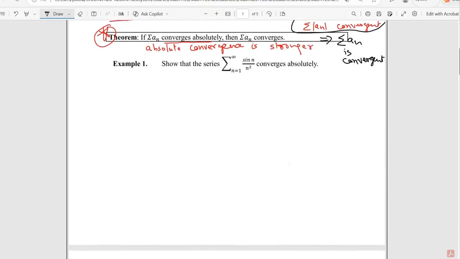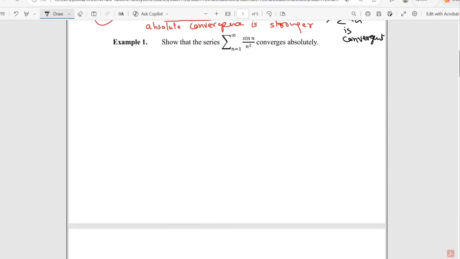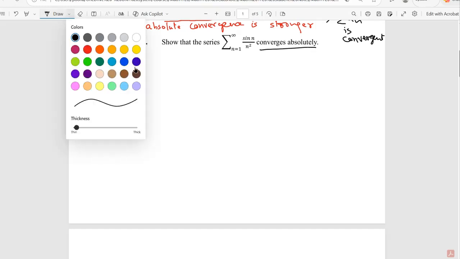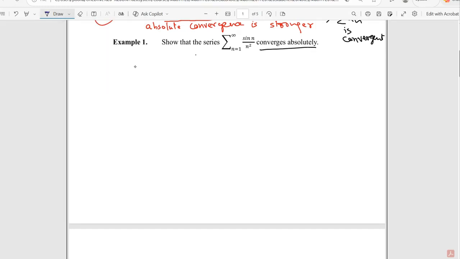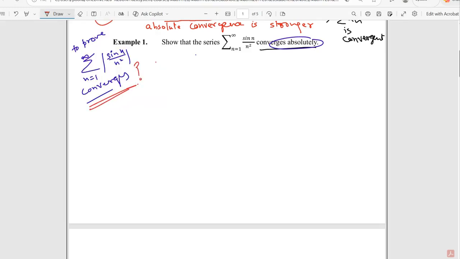So let's see an example here. Show that this series converges absolutely. If you want to talk about absolute convergence, basically you want to test that this converges. Absolutely means you want to prove that this converges. This is our question mark. This is what we need to prove. So let's see what process I go through.